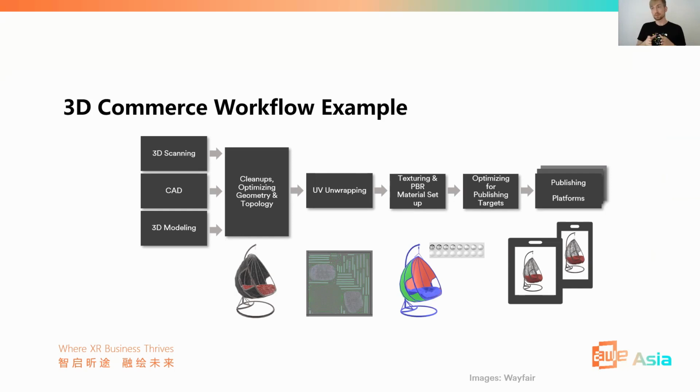You will then perform some cleanups, some optimizations of the geometry and topology. Then you will perform unwrapping to get a 2D representation of the 3D surface, which can then be used to assign textures and store information in textures, and then finally tweak the material parameters until it looks photorealistic, and then you have a high quality base asset.